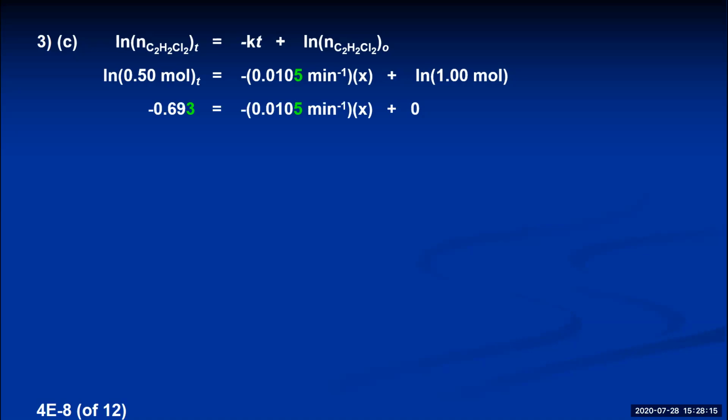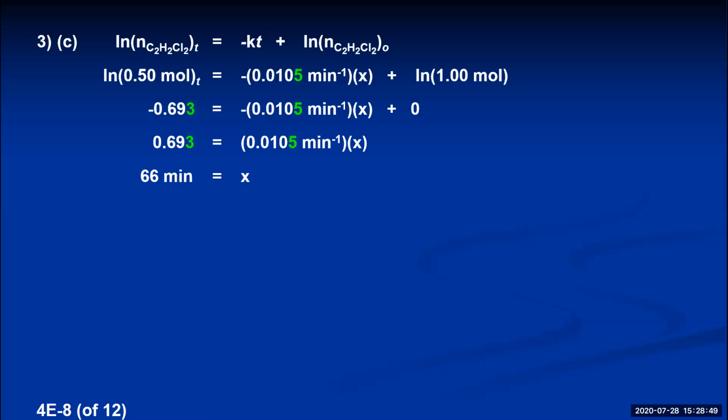If I want to solve this now for t, I would divide by the negative 0.0105 minutes to the minus 1. Actually, I'm going to multiply through by just negative 1 first, so now I have all positives. Then I can divide by 0.0105 minutes to the minus 1, and I get my value for t, which turns out to be 66 minutes. And so therefore, we can determine that the half-life for this reaction is 66 minutes. So a half-life is a typical thing you can calculate for a chemical reaction, much like we've calculated half-lives for radioisotopes as well.